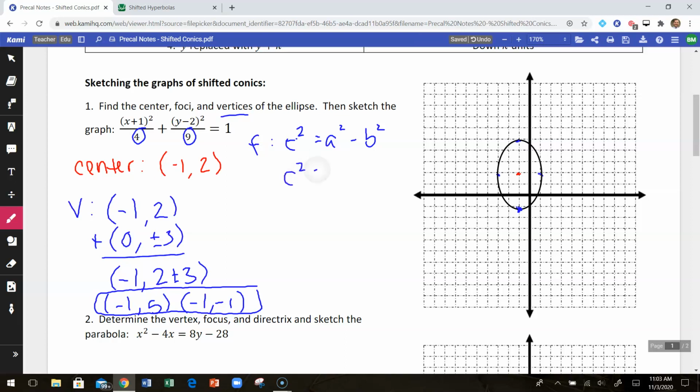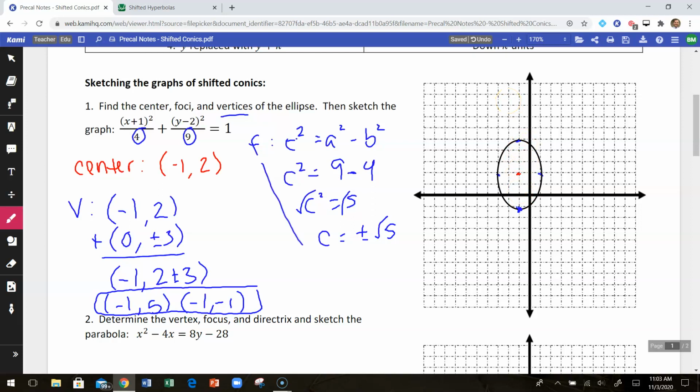So we're going to get c squared equals 9 minus 4. We're going to do biggest minus smallest every time there. So c squared equals 5, and then we take the square root, and we get c to equal plus and minus the square root of 5. Now again, that happens along the major axis, so that is a y-coordinate adjustment to the center.